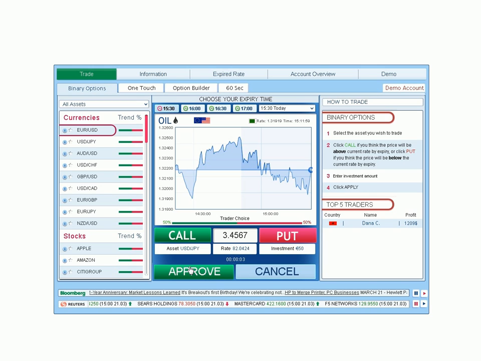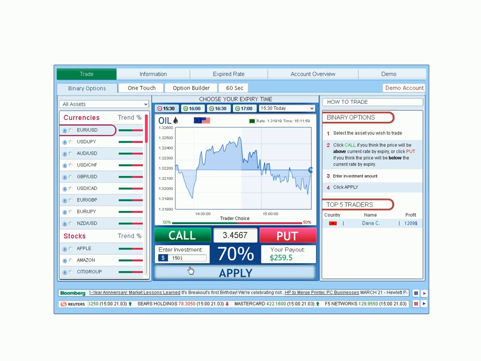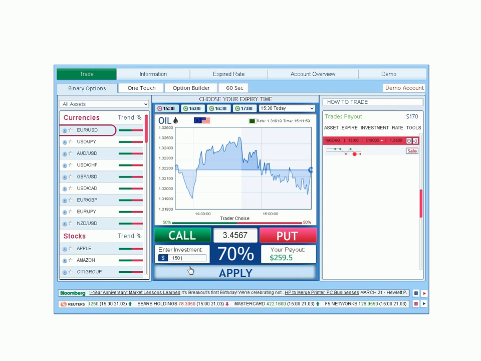Click apply. Now view your open position. Here you can review the asset you've chosen, the expiry time, your investment amount, and entry rate. The graph shows you if the current rate is above in green or below in red, the entry rate.